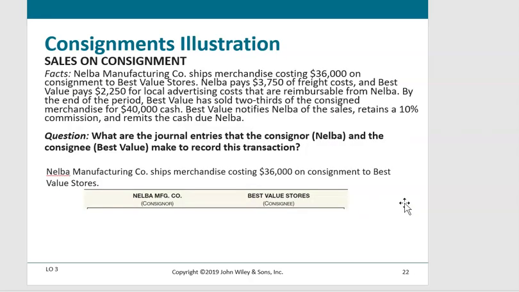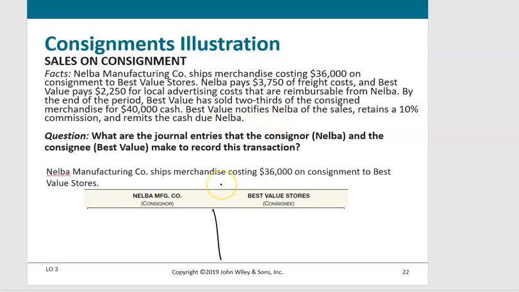Now let's look at an example where we'll do the books, we'll record the transaction for both the consignor and the consignee. Nelba Manufacturing Company ships merchandise costing $36,000 on consignment to Best Value stores. So Best Value is the dealer. Nelba pays $3,750 of freight costs, and Best Value pays $2,250 for local advertising costs that are reimbursable from Nelba. By the end of the period, Best Value has sold 2/3 of the consigned merchandise for $40,000 cash. The dealer notifies the consignor Nelba of the sales, retains a 10% commission, and remits the cash due to Nelba.